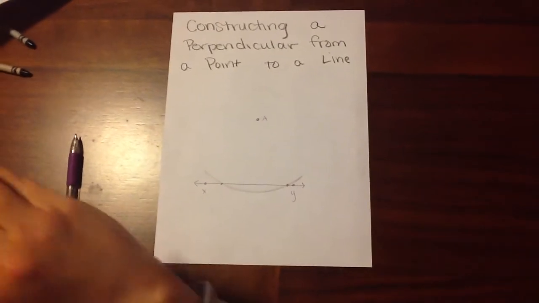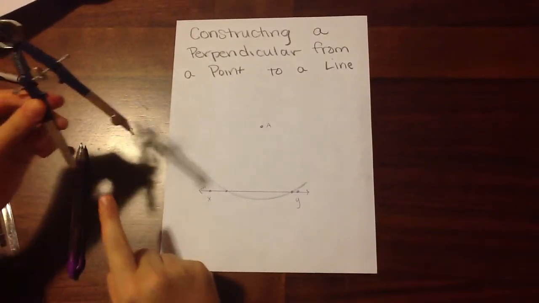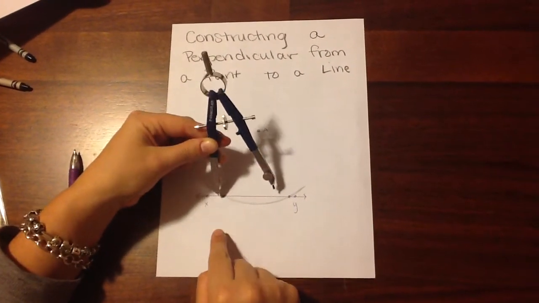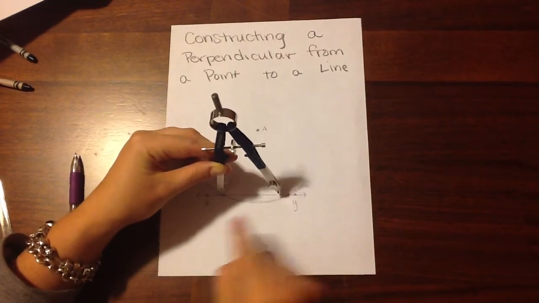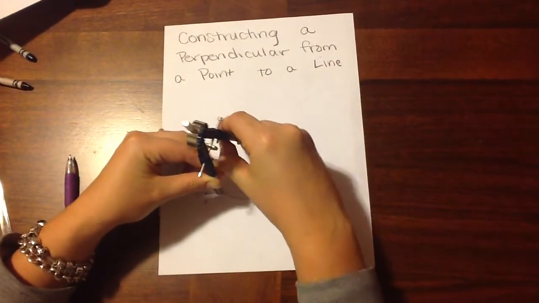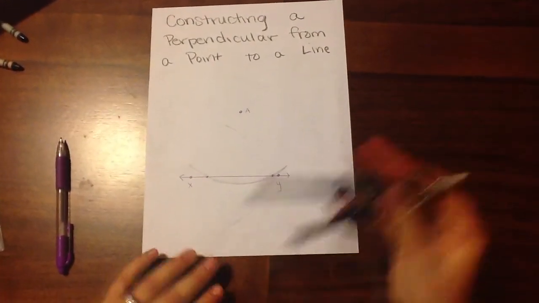If you remember back to the construction that we did with creating a perpendicular bisector, I'm going to do the same thing here. The pointed tip is going to go on the point. I'm going to open my compass so that it's more than halfway between the 2 points. I'm going to sweep up and down.